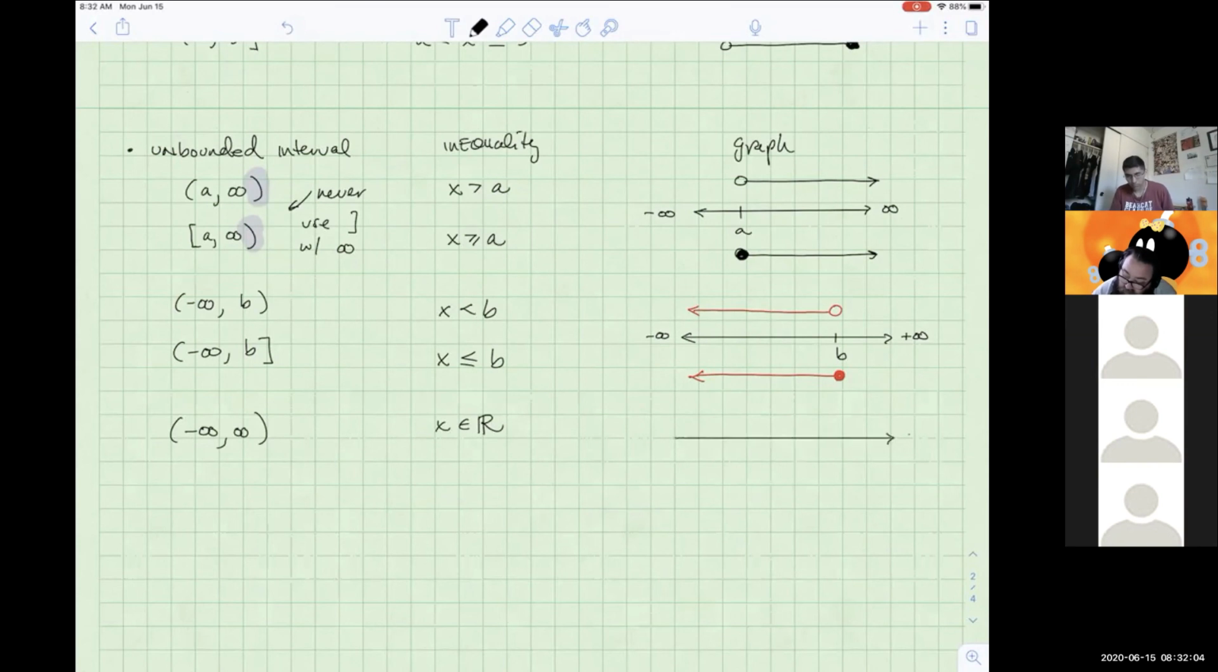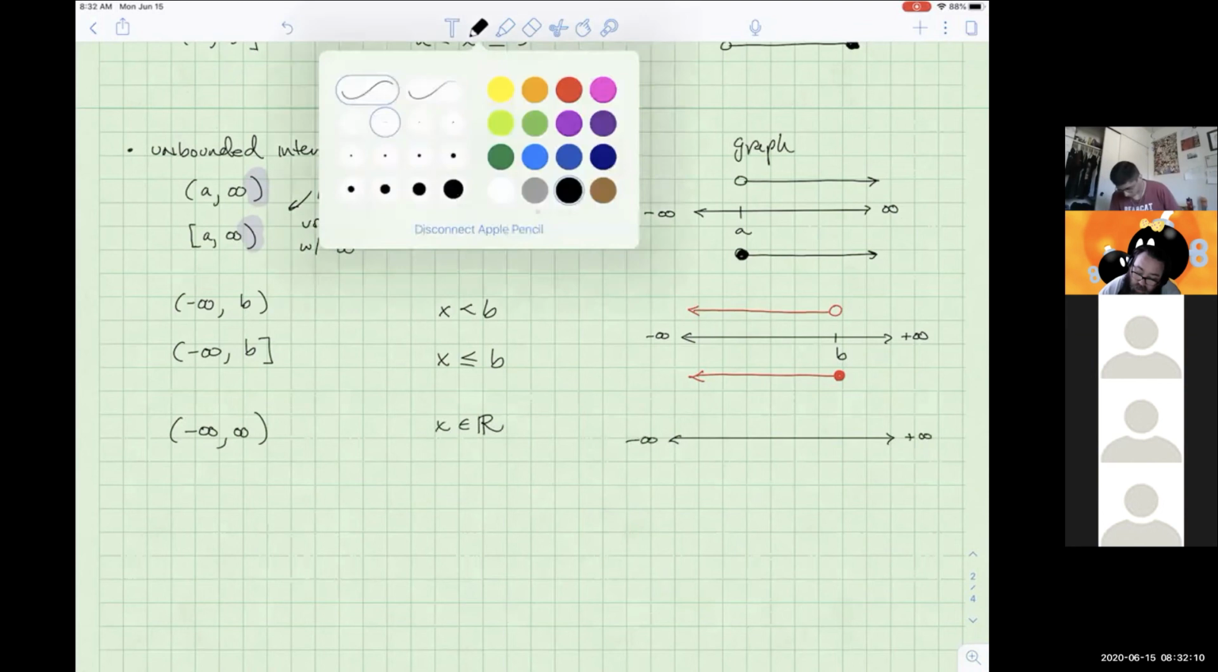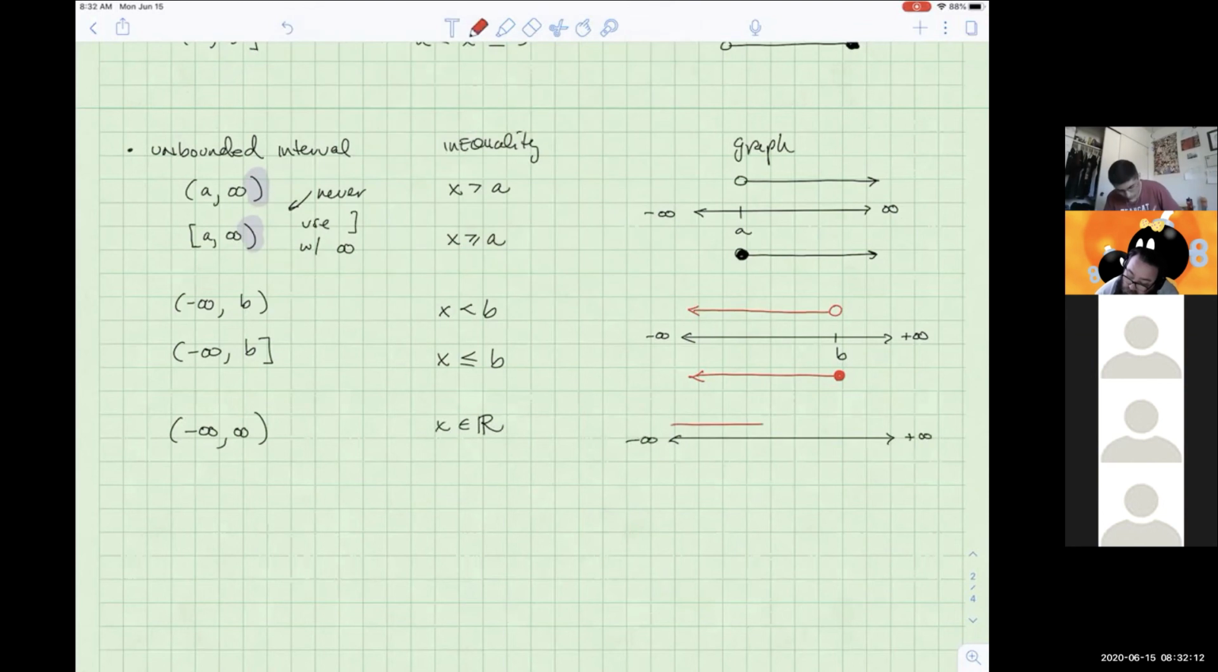But let's get silly. I don't know. I guess something like this. We don't typically graph that one. There it is. It's every number ever. That's real. So those are intervals. We're going to be using those quite a bit. Make sure you're on top of that.